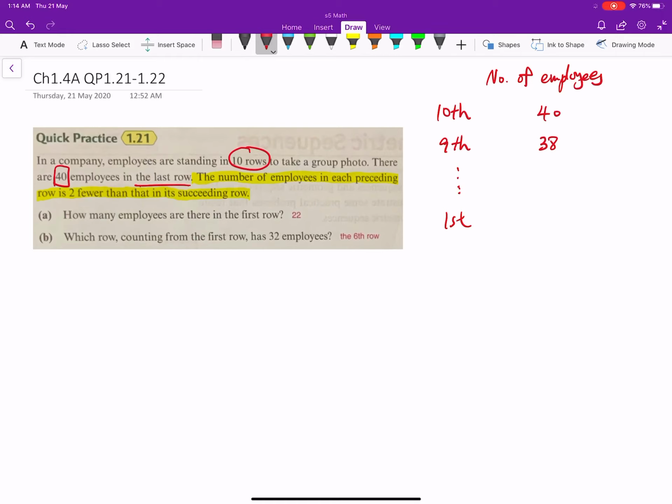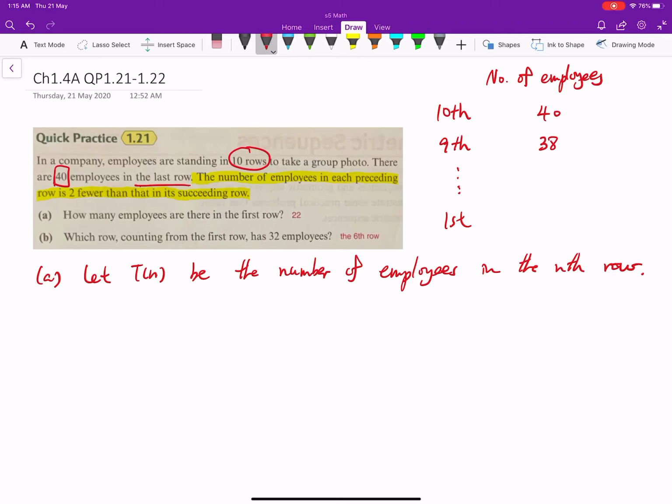Now this is actually a little bit different from the examples because it is descending order but not in ascending order, right? So we just make use of the 10th term to find the first term first. So now, we still let Tn, and this time it is the number of employees in the nth row. Okay, then what information do we have? We have T10 is 40, right?